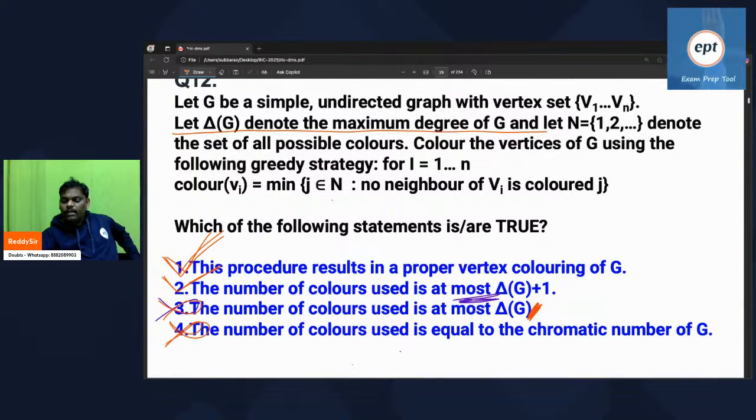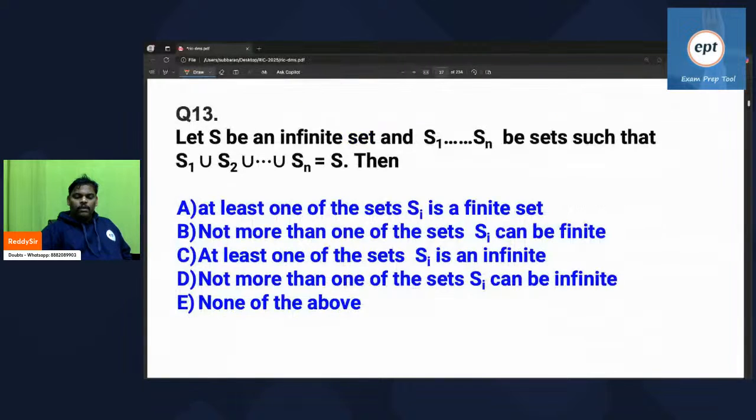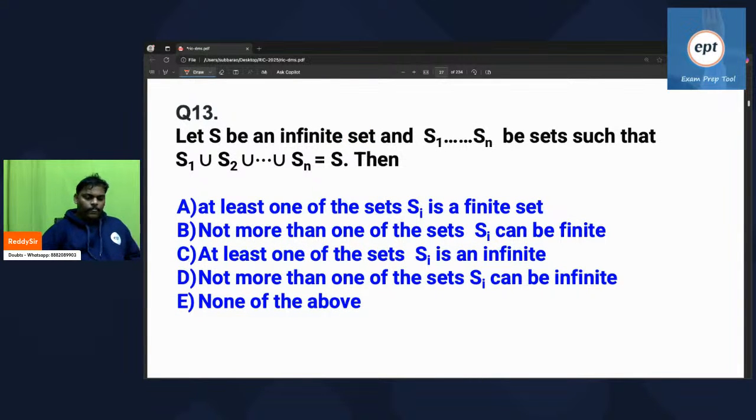If anyone says the fourth option is also true, you are indirectly saying that for graph coloring there is a greedy algorithm. No, there is no algorithm. Manual checking is the only way. Yes, perfect. Can you go to this problem? Go ahead.